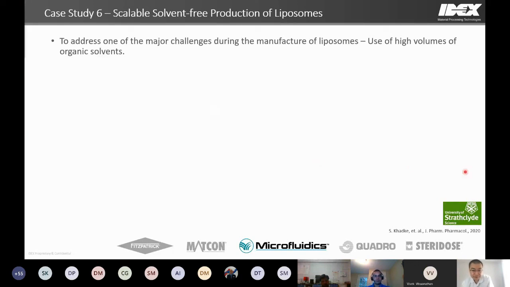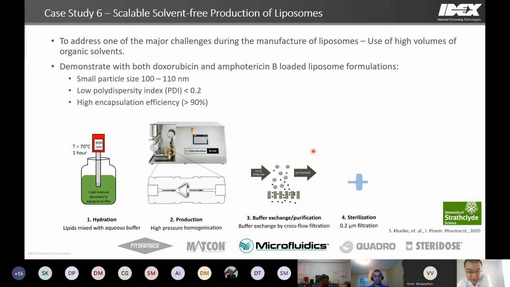So with the new, let me jump to the new process. So with the new solvent-free process, we tested both previously presented liposome formulations again, and with this target in terms of particle size, PDI, and drug loading. So the new process is illustrated here in this diagram for making doxorubicin liposomes. As you can see here, instead of making the lipid film, we just hydrated all lipid ingredients directly in the aqueous buffer, and then use a microfluidizer processor to reduce the vesicle size.